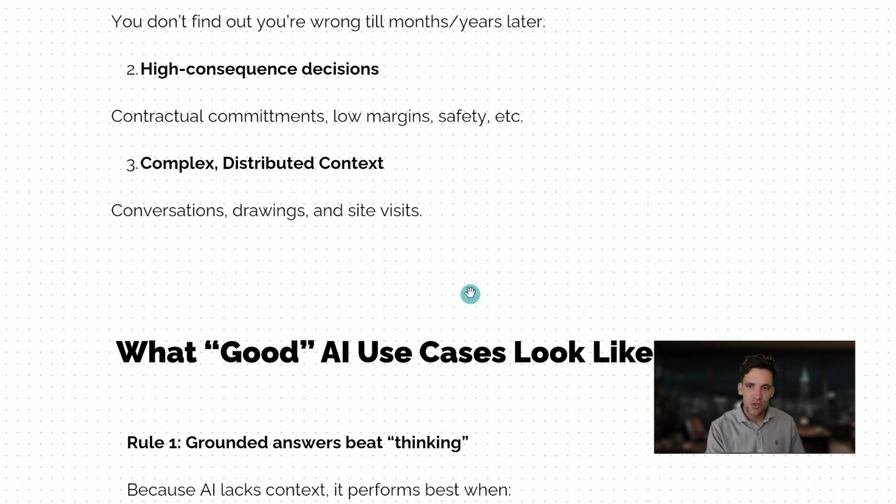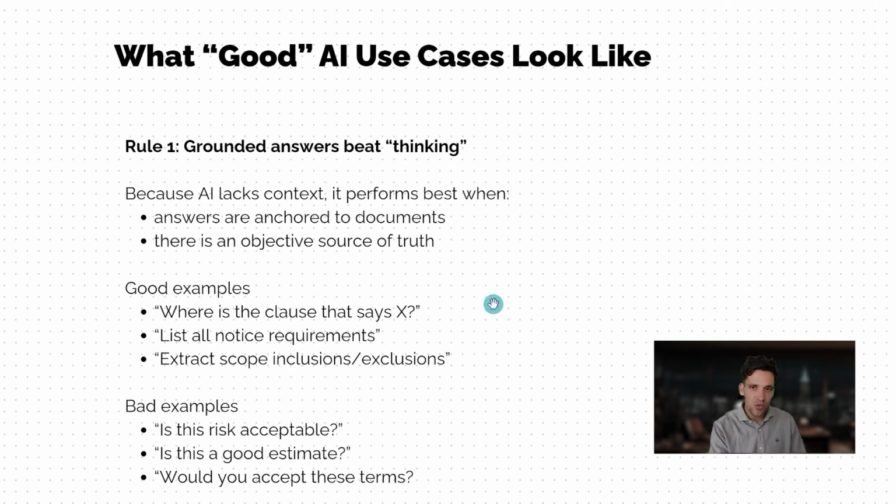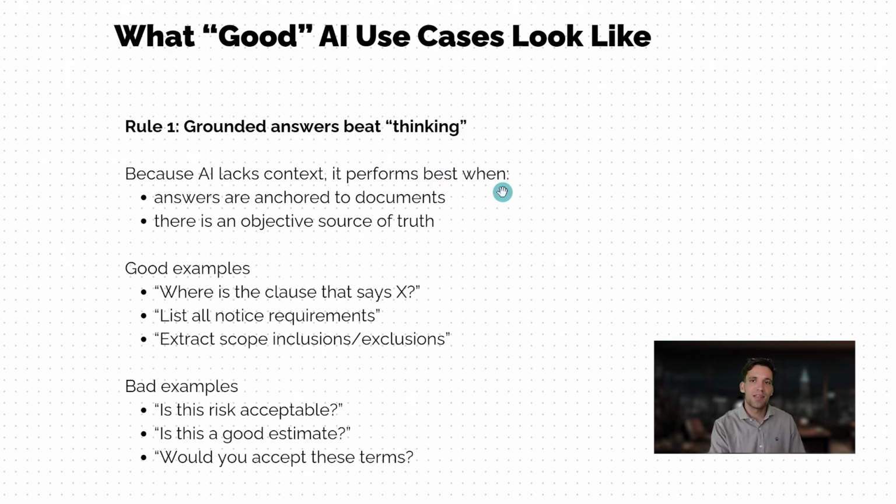So when I'm designing use cases for AI or testing use cases for AI in construction, these are the rules I like to follow. Rule number one is you have grounded answers, so factual responses to questions. Because AI is often going to lack context around task, as much as possible, you don't want the AI to infer or guess things. You want it to answer based on factual responses. You want answers that are anchored in documents and data.